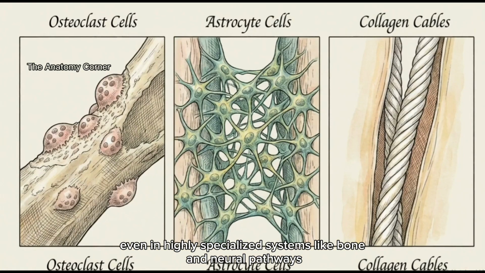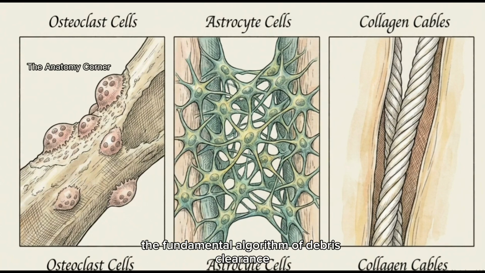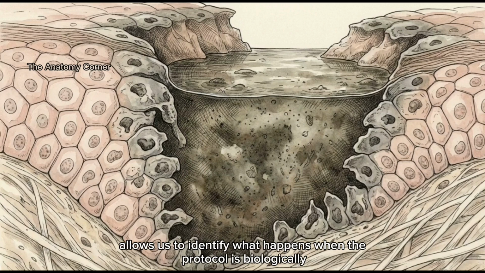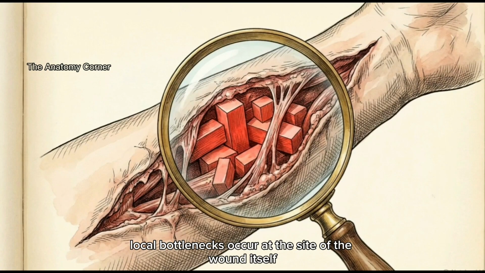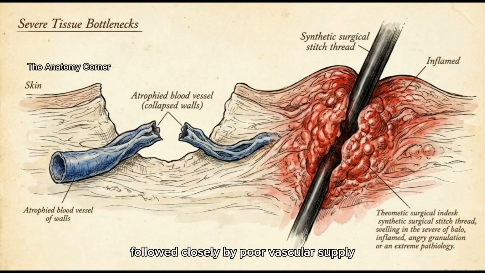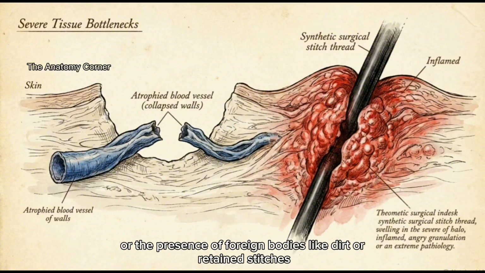Even in highly specialized systems like bone and neural pathways, the fundamental algorithm of debris clearance, temporary scaffolding, and cell cycle limitations strictly governs the final architecture. Understanding the normal sequence of healing allows us to identify what happens when the protocol is biologically or chemically interrupted. Local bottlenecks occur at the site of the wound itself. Active infection is the single most common cause of delayed healing, followed closely by poor vascular supply, or the presence of foreign bodies like dirt or retained stitches.